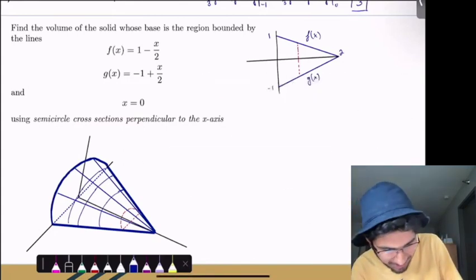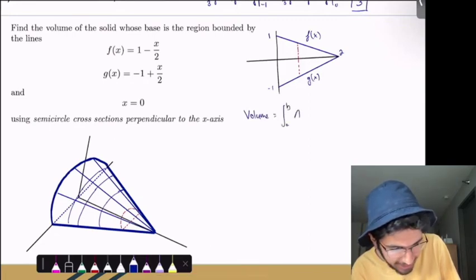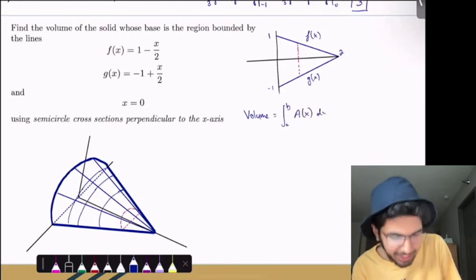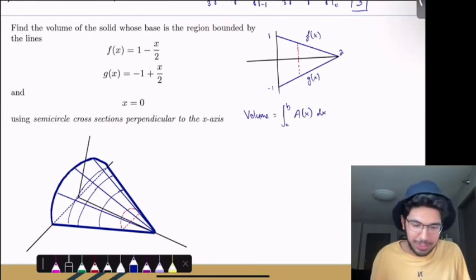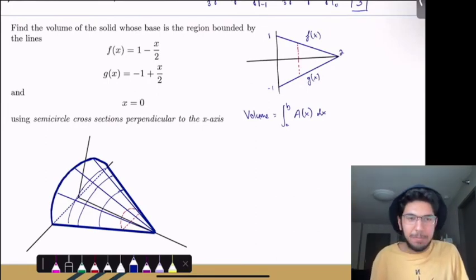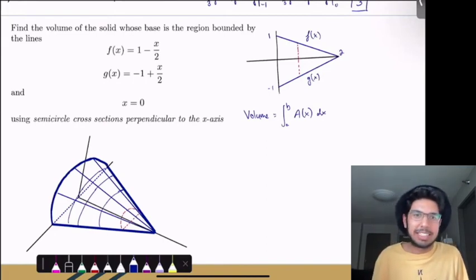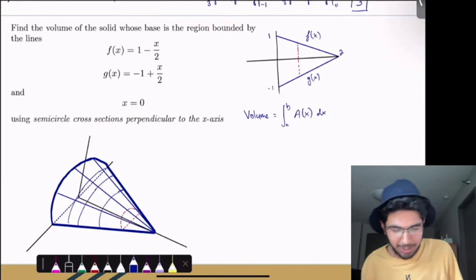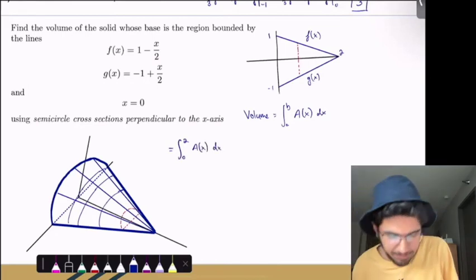Alright, so what's the volume going to be? That's going to be the integral from a to b of A(x) dx, because again, the cross sections are perpendicular to the x-axis, so we have to use this A(x) formula this time. Okay, so the bounds of integration are going to be the same as the first problem because it's the same curves. So it's going to be equal to the integral from 0 to 2 of A(x) dx.